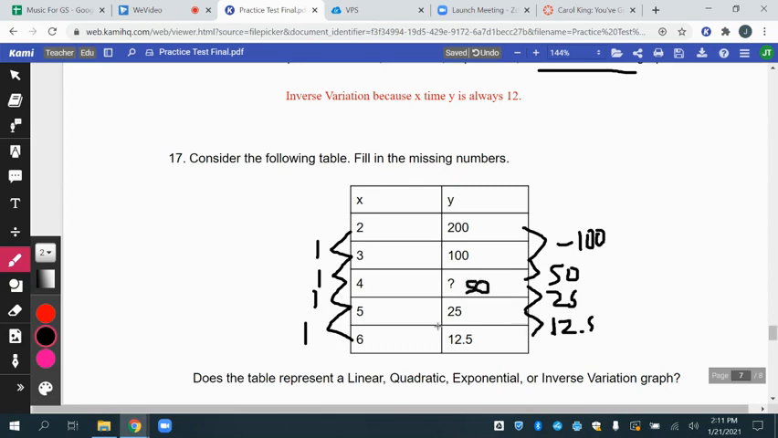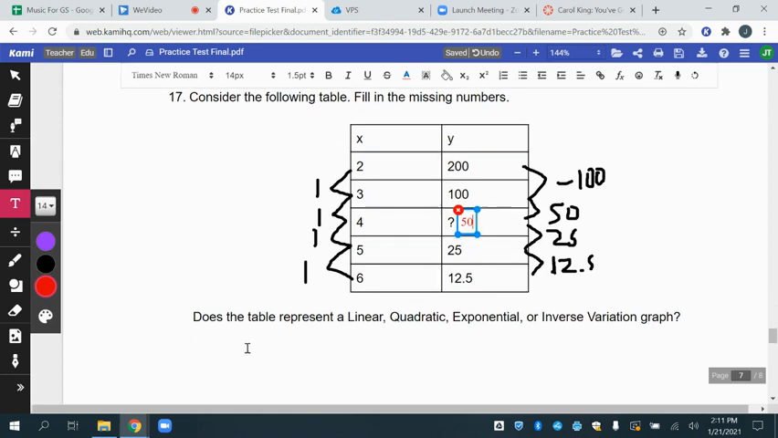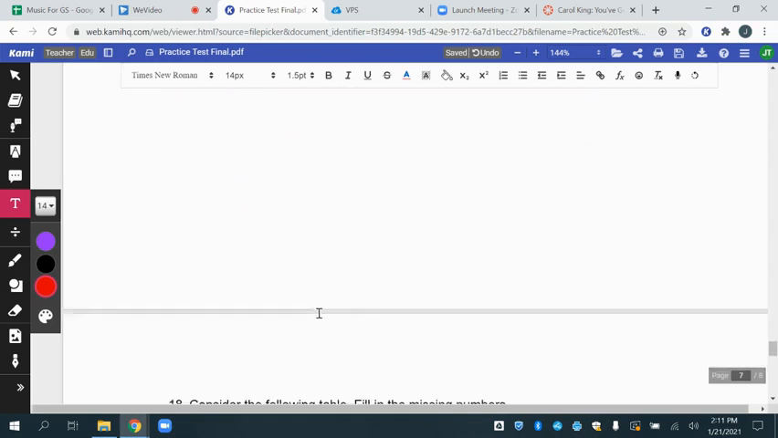The pattern is it's always 1/2 of the previous number, which we've learned is called exponential. So exponential, because each number is 0.5 times the previous number. There we go. So simple, right?